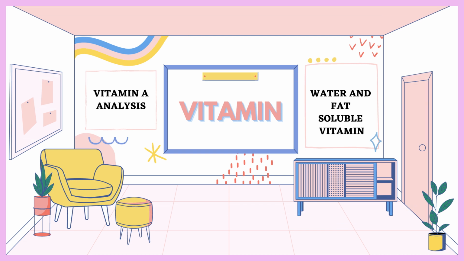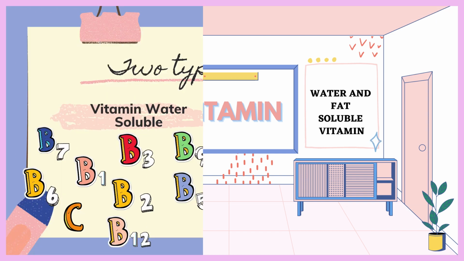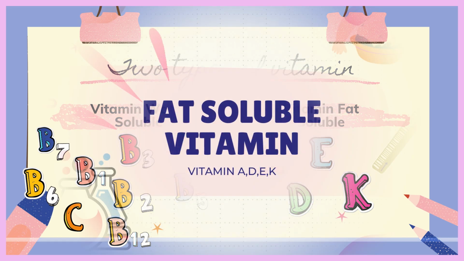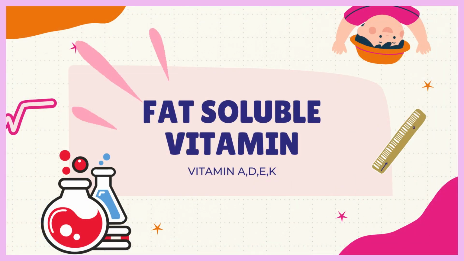So in this video we will focus on water and fat soluble vitamin and also the analysis of vitamin A. There are two types of vitamin which are water soluble vitamin and fat soluble vitamin. Firstly, I will talk about fat-soluble vitamin which consists of vitamin A, D, E, and K. So let's get going.